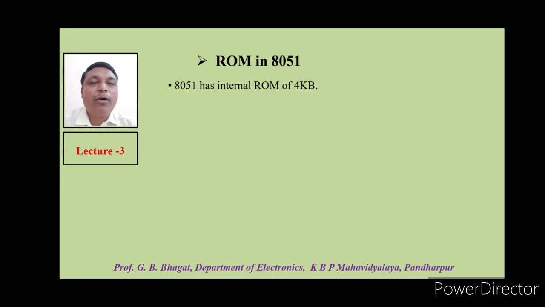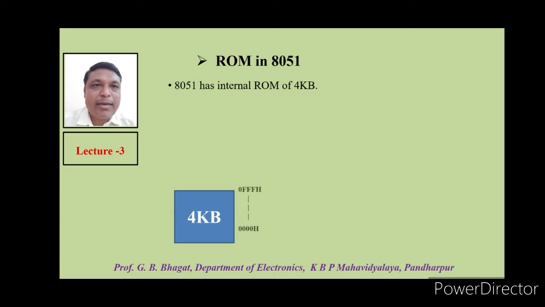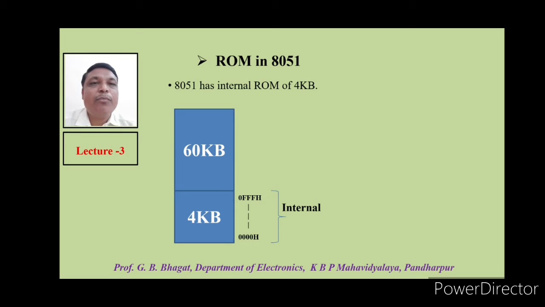8051 has ROM of size 4 KB like this. Then this 4 KB of ROM is addressed from 0000H to 0FFFH. This is the internal ROM of the controller, but for this controller we can connect external 60 KB of ROM from address 1000H to FFFFH. This is the external memory which can be interfaced to the controller.